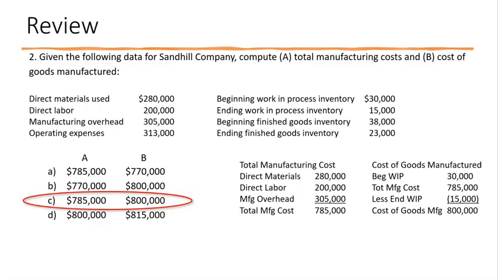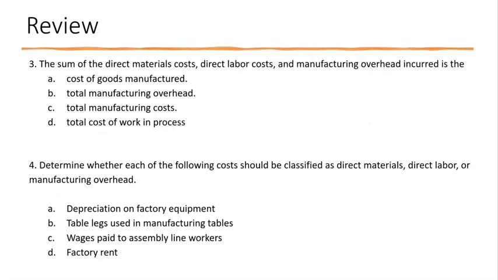So the answer is C, $785,000 of total manufacturing costs, $800,000 cost of goods manufactured. Number 3, the sum of direct material costs, direct labor costs, and manufacturing overhead incurred is A, cost of goods manufactured, B, total manufacturing overhead, C, total manufacturing costs, D, total cost of work in process. We just saw this example in the previous question, it's the total manufacturing costs. So direct materials, direct labor, manufacturing overhead incurred, total manufacturing costs.